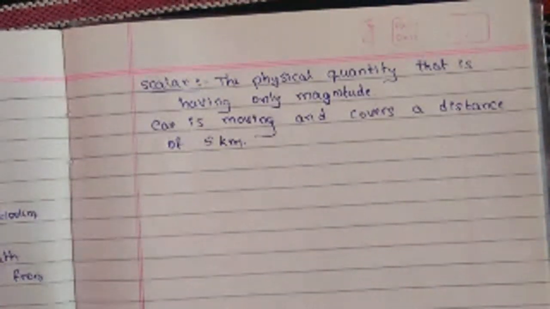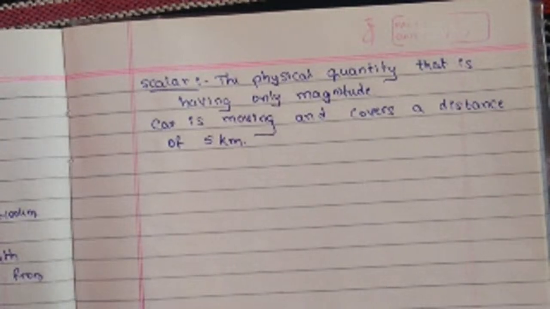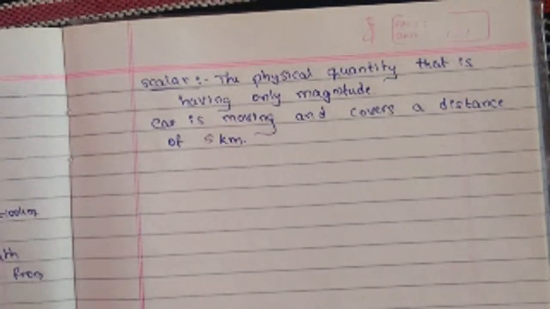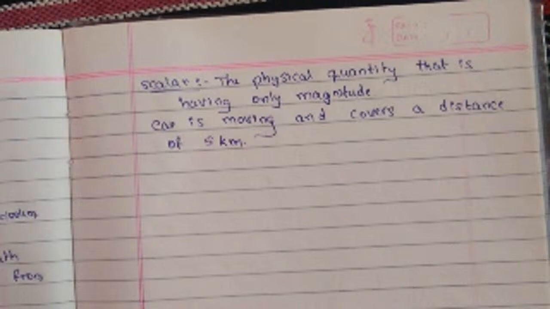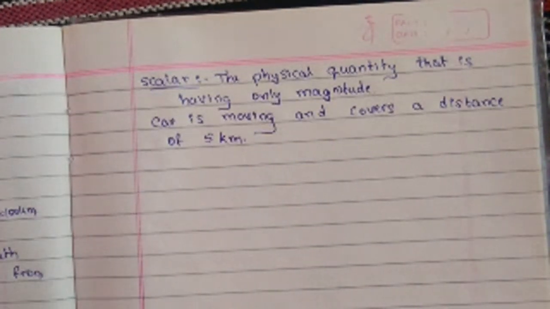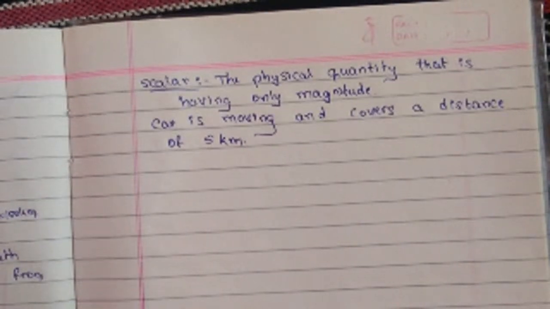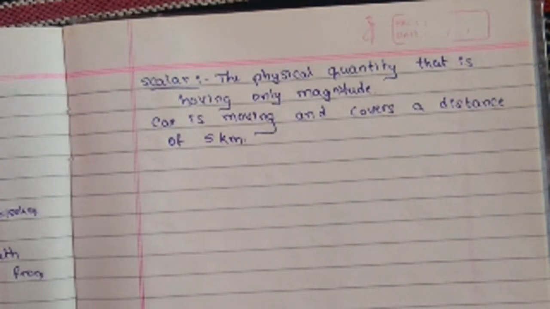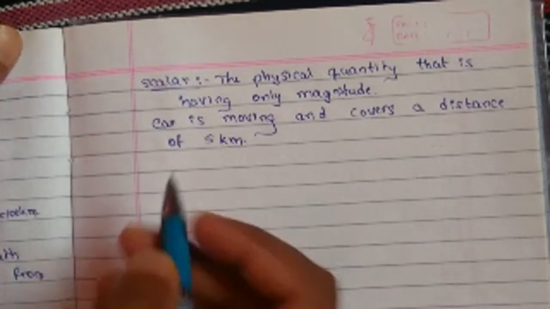For example, if I consider a car is moving and it covers a distance of 5 km, and if I add another term to this, that is it covers a distance of 5 km in east direction or in west direction, then it converts into a vector quantity. That is the next concept, the second one, vector quantity.